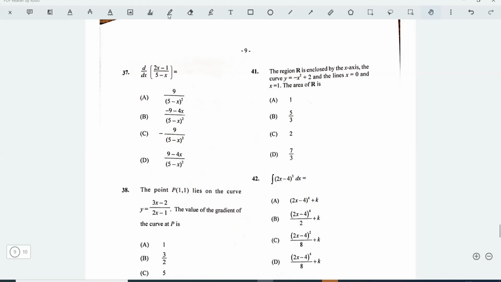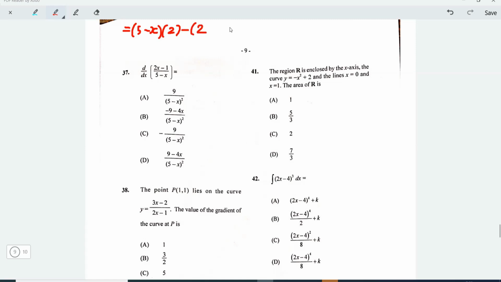All right, now this one says, what is d by dx of 2x minus 1 over 5 minus x? To do this question right here, it's quotient rule. I'm just going to call this dy by dx to make it easy. For quotient rule, you start with the bottom, which is 5 minus x, multiplied by the derivative of the top, which is 2, minus the top, which is 2x minus 1, times the derivative of the bottom, which is minus 1, over the bottom squared, 5 minus x all squared.